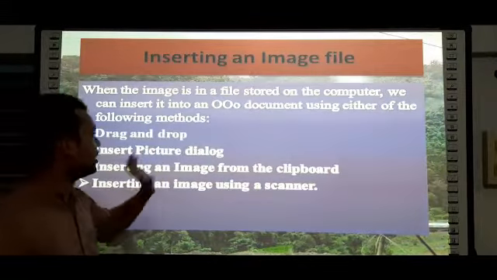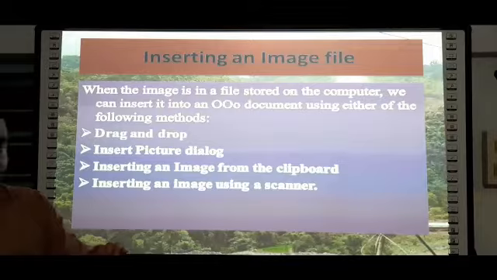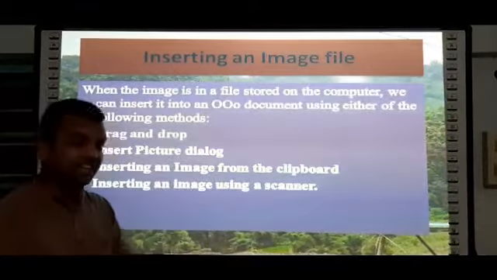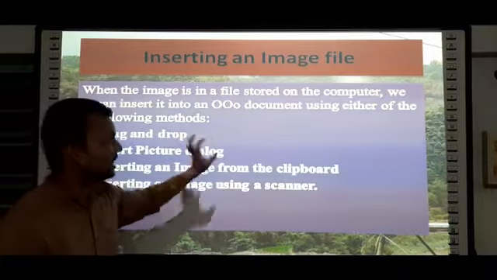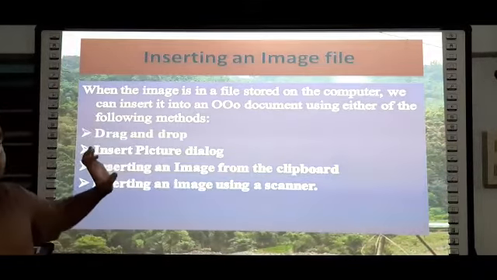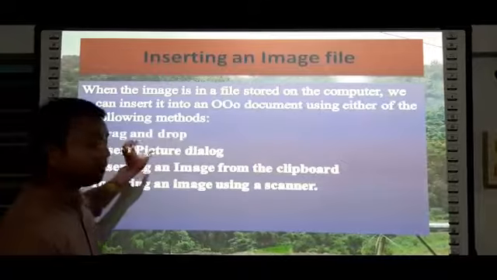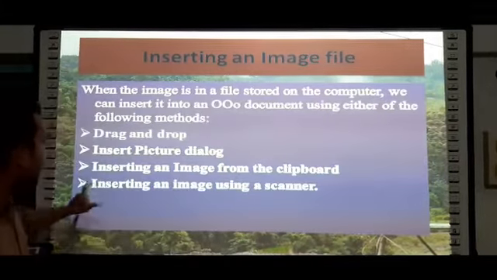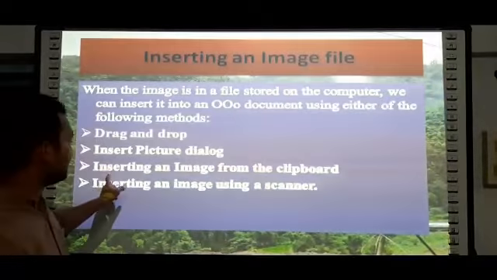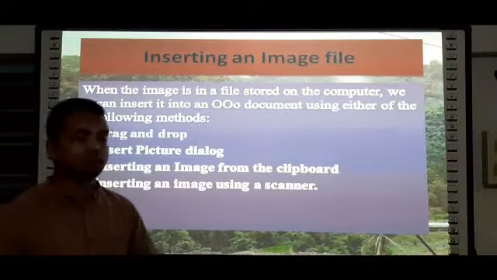The second one is via picture dialog. So what is a picture dialog? We will discuss in our next slide one by one. The second way by means of which we can insert an image from a file into the OOo document is the insert picture dialog. The third method by means of which we can insert is inserting an image file from the clipboard.